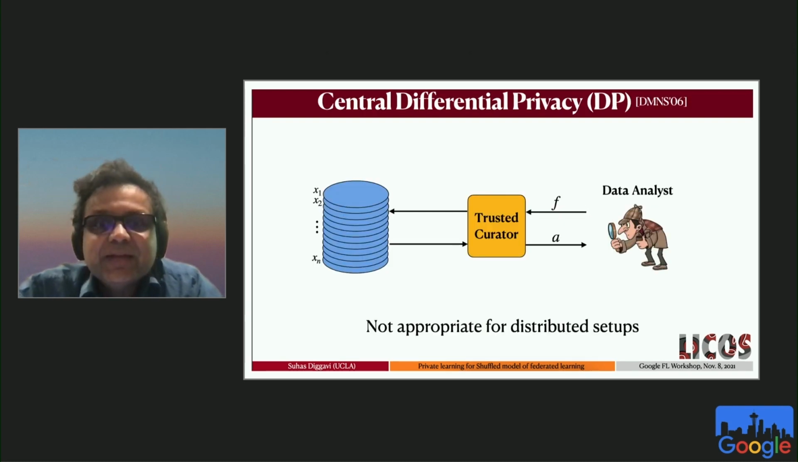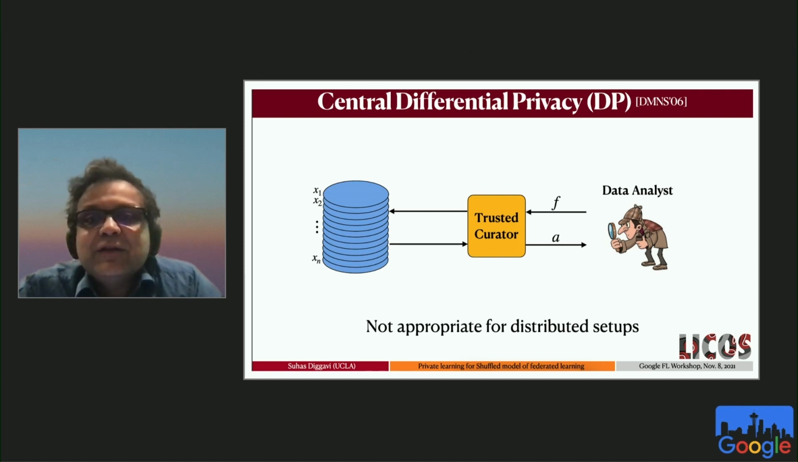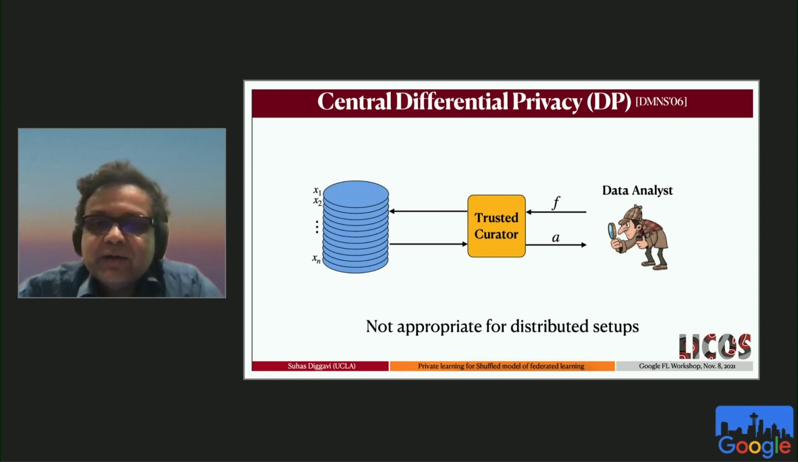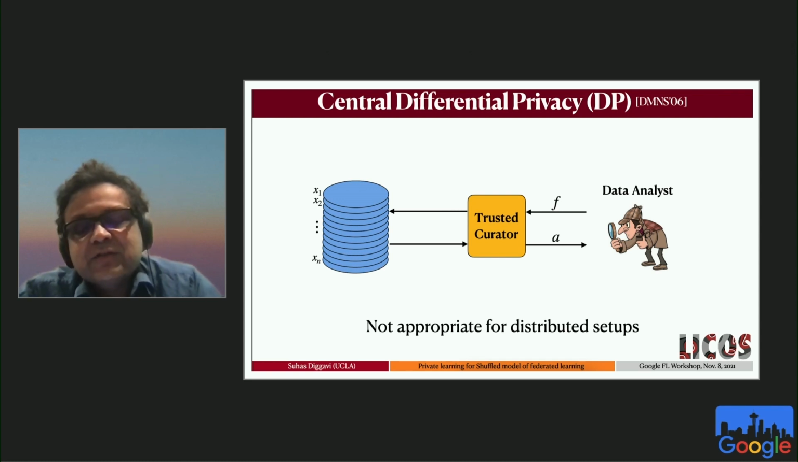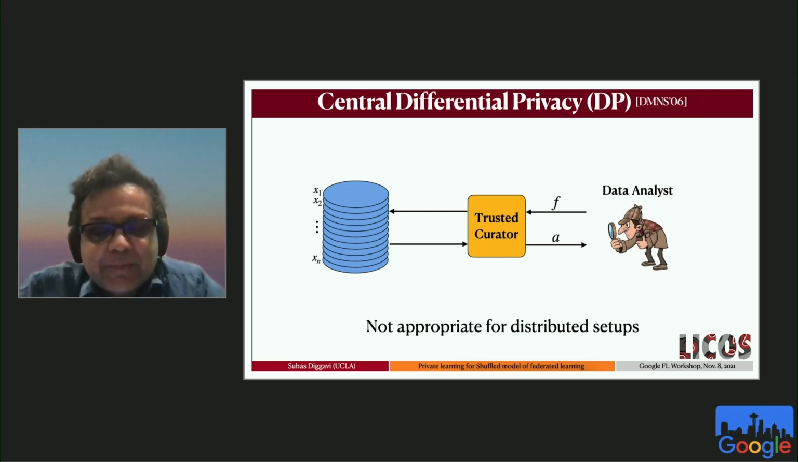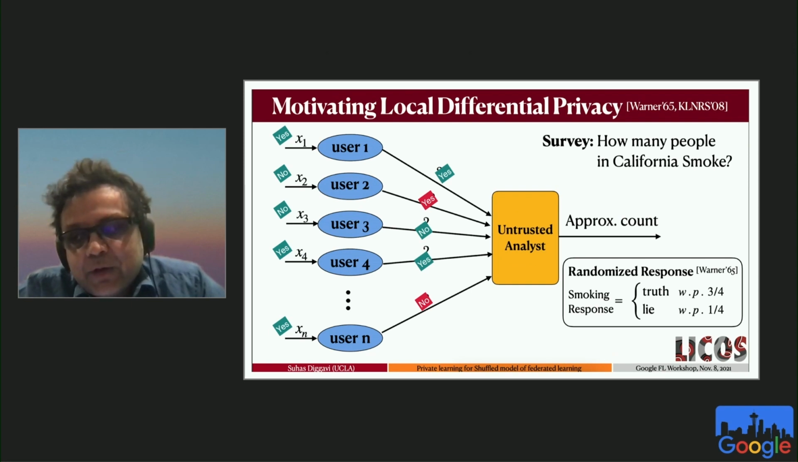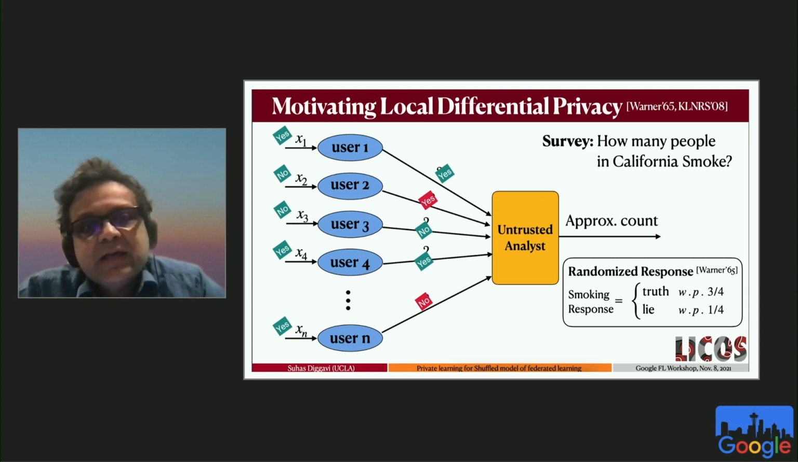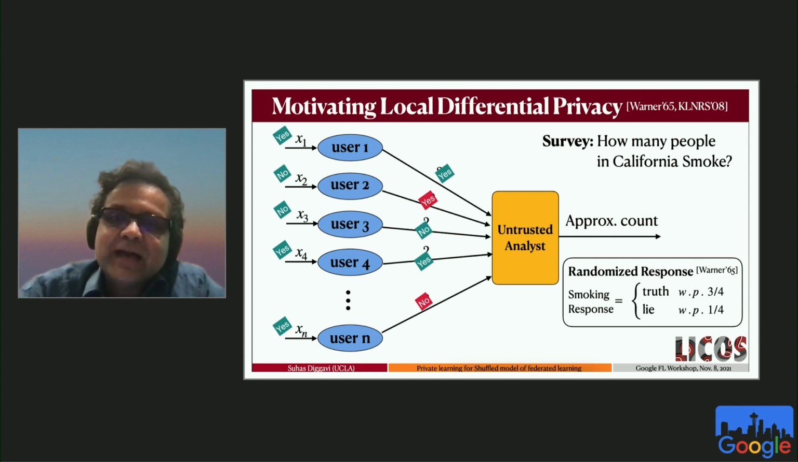Next slide, please. So just to set this up, in central differential privacy, as most people here know, you have a trusted curator, and the adversary is a data analyst who accesses information from that trusted curator. And it's not necessarily appropriate for distributed setups. Next slide, please. So the right potential framework for this is local differential privacy, which has been studied for decades. And the idea is that each user randomizes and the guarantees are given against the untrusted analyst.